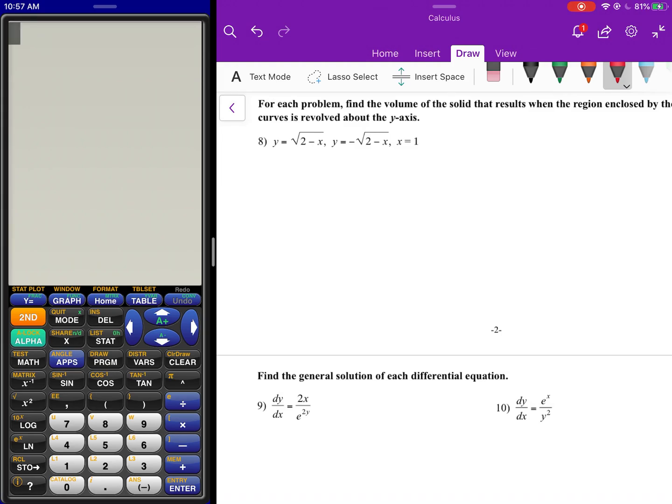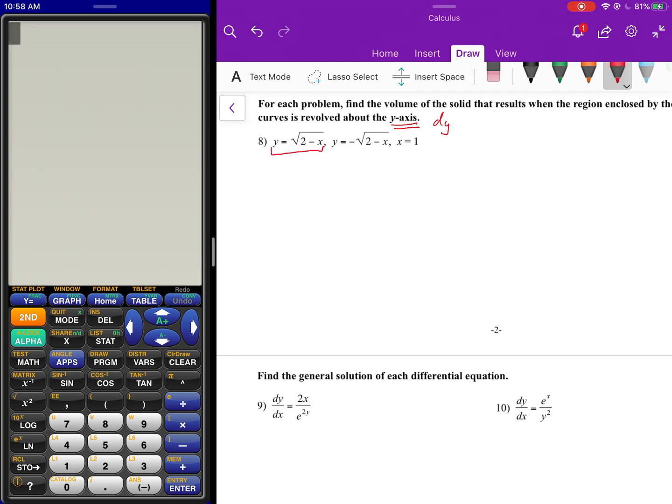So we'll go ahead and look at number 8. The only difference with number 8, the directions anyway, is that you're going to be revolving about the y-axis, which means we're going to be dealing in terms of y, or dy. It's going to be very similar to number 7, except that we're going around the y-axis. So when we're doing that, we actually want to solve this for x, so it's in terms of y.